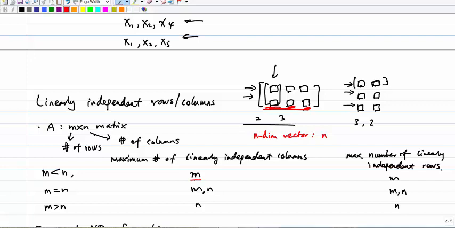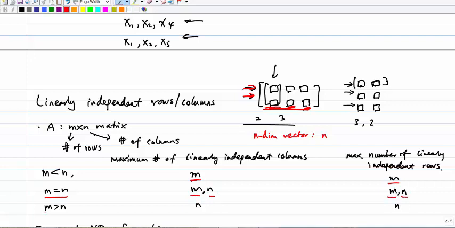So which means here it is m. Well, the number of linearly independent rows, of course, you take the rows, only have 2 rows. Of course, the maximum is 2. Yeah, this is m. If m equals n, yeah, you have a square matrix. Of course, you can still say m, or you can also say n because they're equivalent.